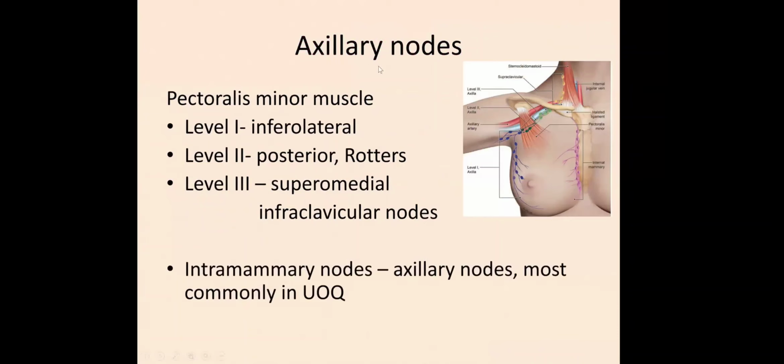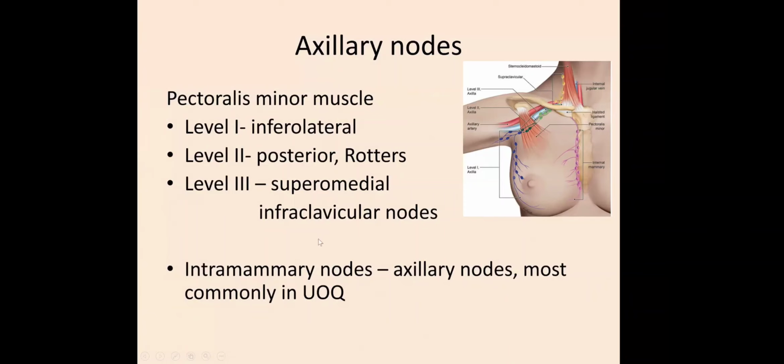So what all axillary nodes you have to see? The ones that we most commonly see are level 1, 2, and 3. And how it's divided into levels 1, 2, 3 depends on the relation to the pectoralis minor muscle. So any lymph node that is inferolateral to the lateral margin of the pectoralis minor is level 1. Lymph nodes posterior to the pectoralis minor muscle are level 2. In fact, the Rotter lymph nodes that lie between the pectoralis minor and major also come under level 2 lymph nodes. And any lymph nodes which are superomedial to the upper margin of the pectoralis minor, or we can say infraclavicular nodes, are level 3 lymph nodes.